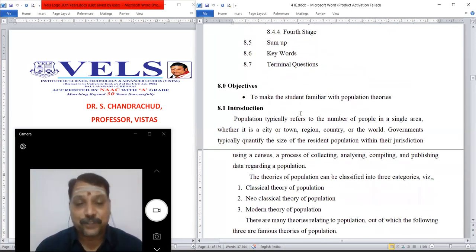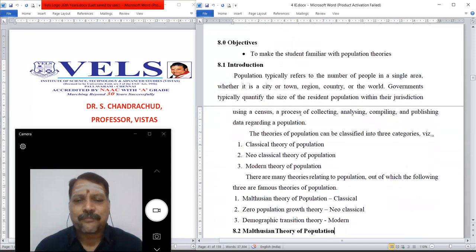Population typically refers to the number of people in a single area, whether it is a city or town, region or country, or the world. Governments typically quantify the size of the resident population within their jurisdiction using census, the process of collecting, analyzing, compiling, and publishing the data regarding the population.